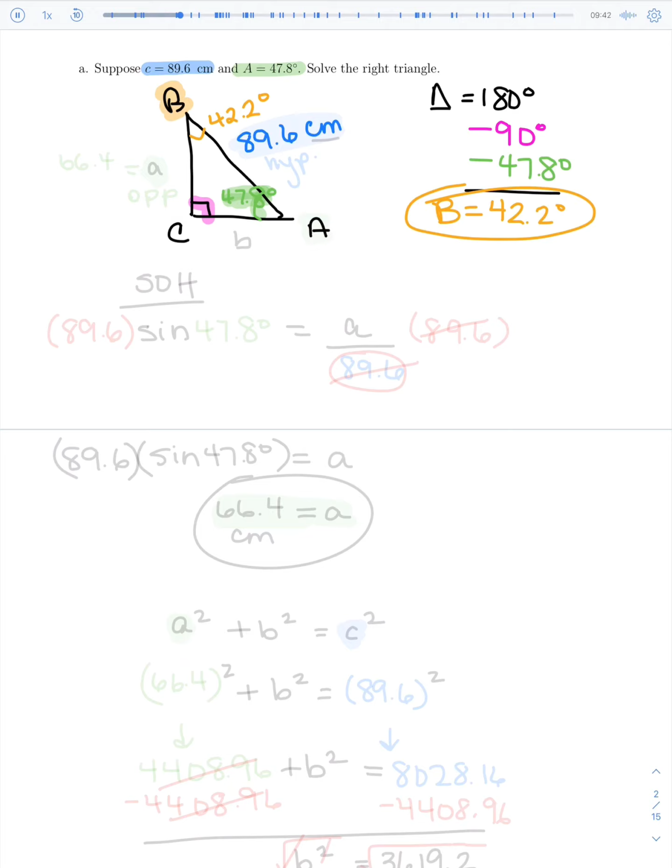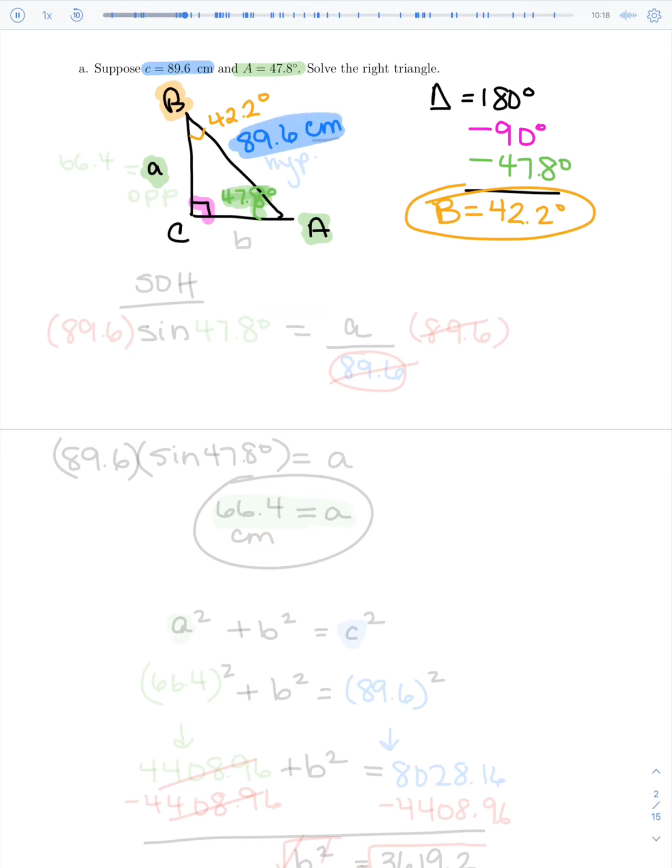It doesn't actually matter which one we try to find first, but let's try to find side A first. So how are we going to find side A? Well, we need to use one of the trig functions, one of the angles, and one of the sides. So how are we going to do that? Well, I need to pick one of the angles. I'm going to use angle A here and use it to find side A, but I need to use a side I already have, so we have to use the hypotenuse.